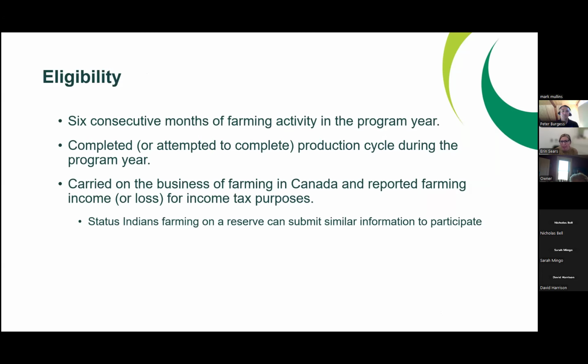For eligibility, to be eligible for this program, you need to have six consecutive months of farming activity in the program year, and you have to have completed or attempted to complete a production cycle during that program year. You also need to be carrying on the business of farming in Canada and report farming income or losses for income tax purposes.